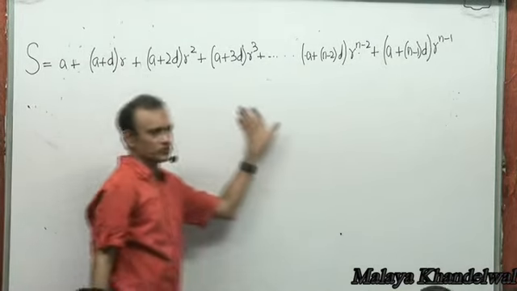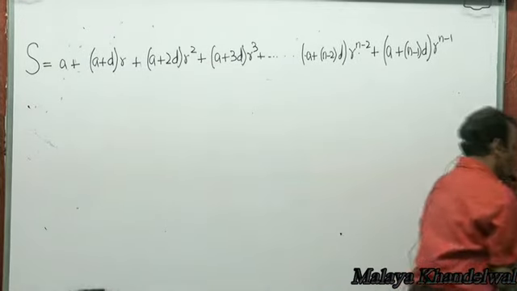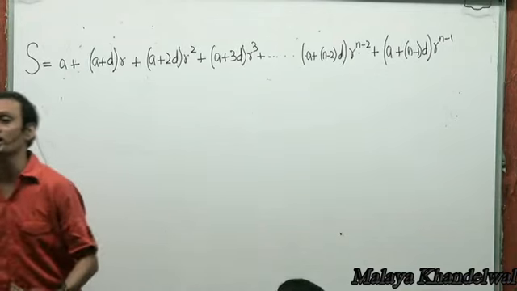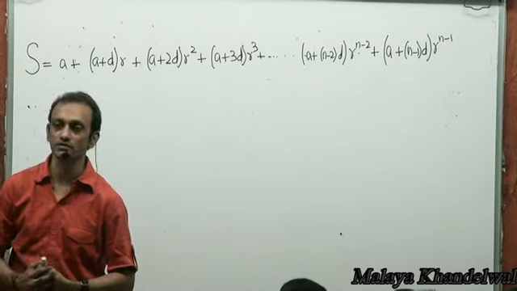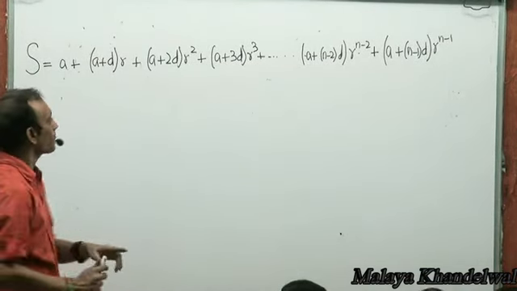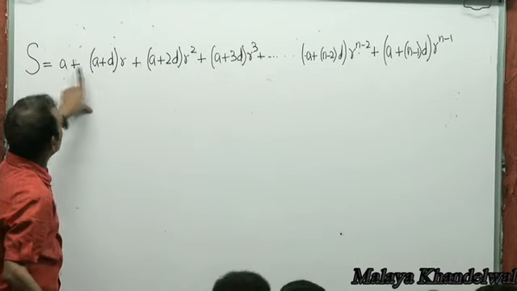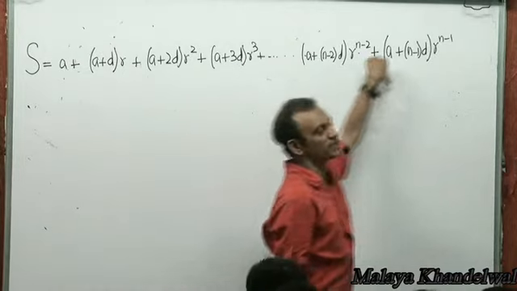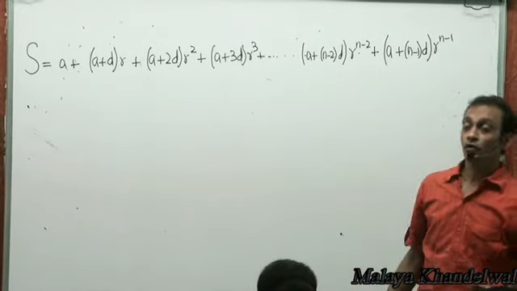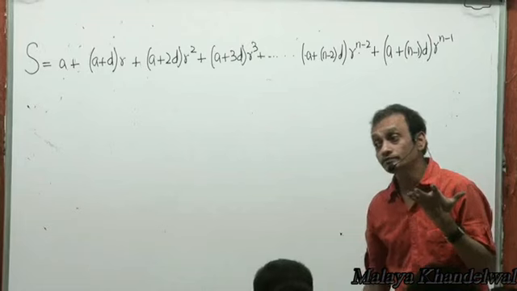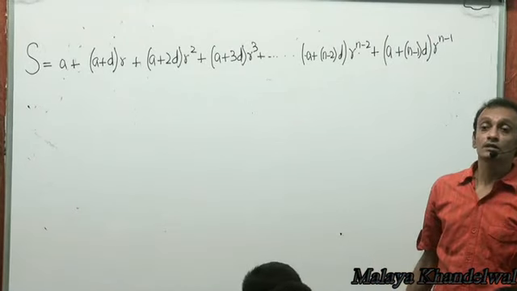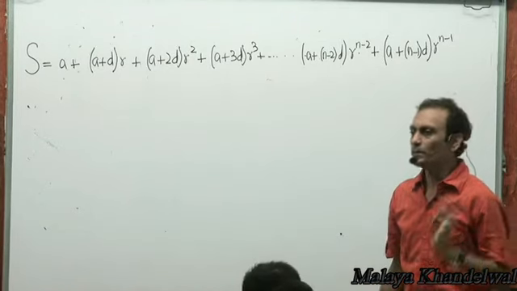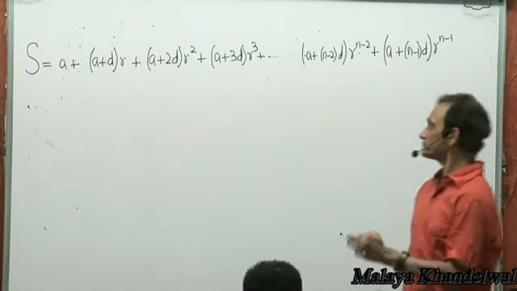I want to add all of this. The manner in which you want to deal with an arithmetico-geometric series is, look at the GP part of it, 1, R, R squared, R cubed, etc. Look at the GP part of it. It has common ratio R. What you do is multiply the entire series with R. Multiply S with R.